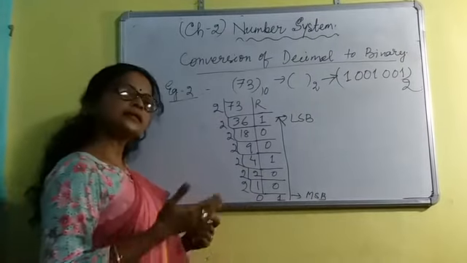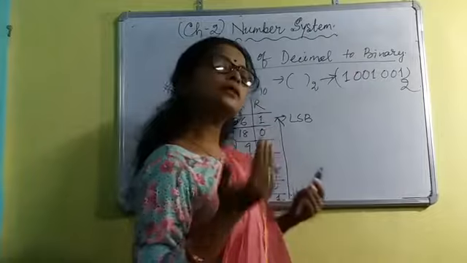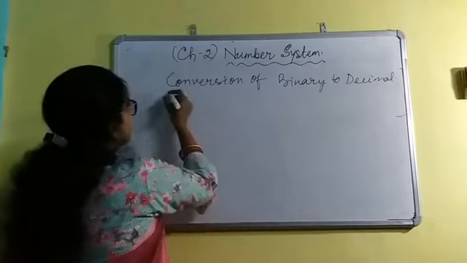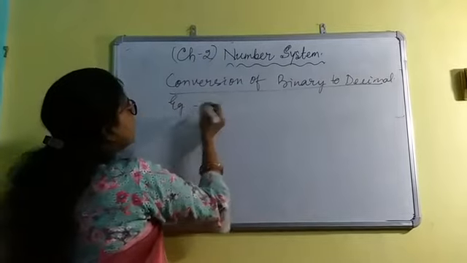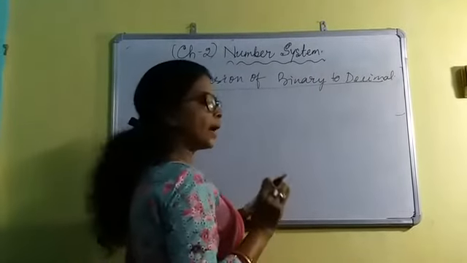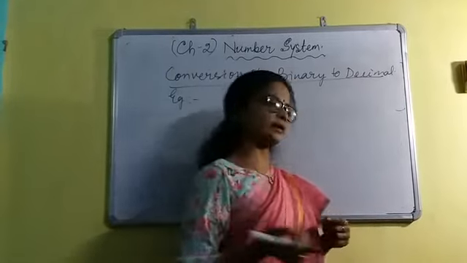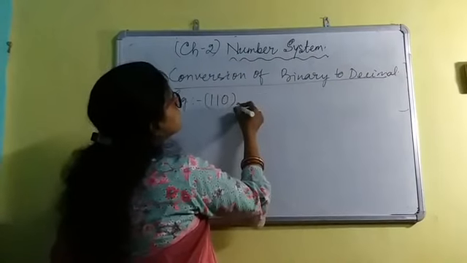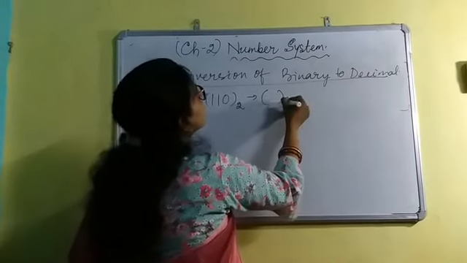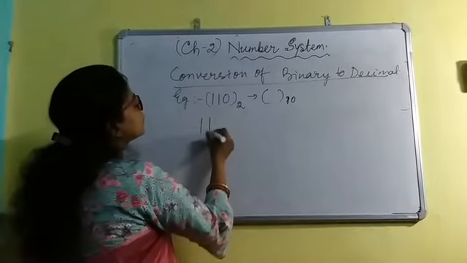Now we will discuss how we will convert binary to decimal. Let us take an example. As you know, binary numbers will be in the form of ones and zeros. So let us take an example: 1, 1, 0. It is a binary number. I have to convert this into a decimal number. So what we will do?